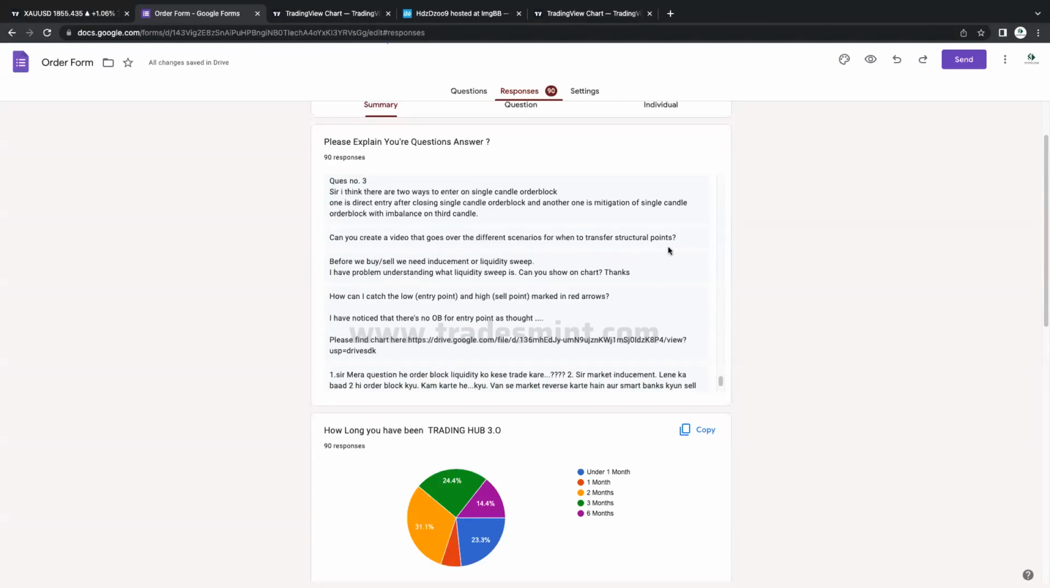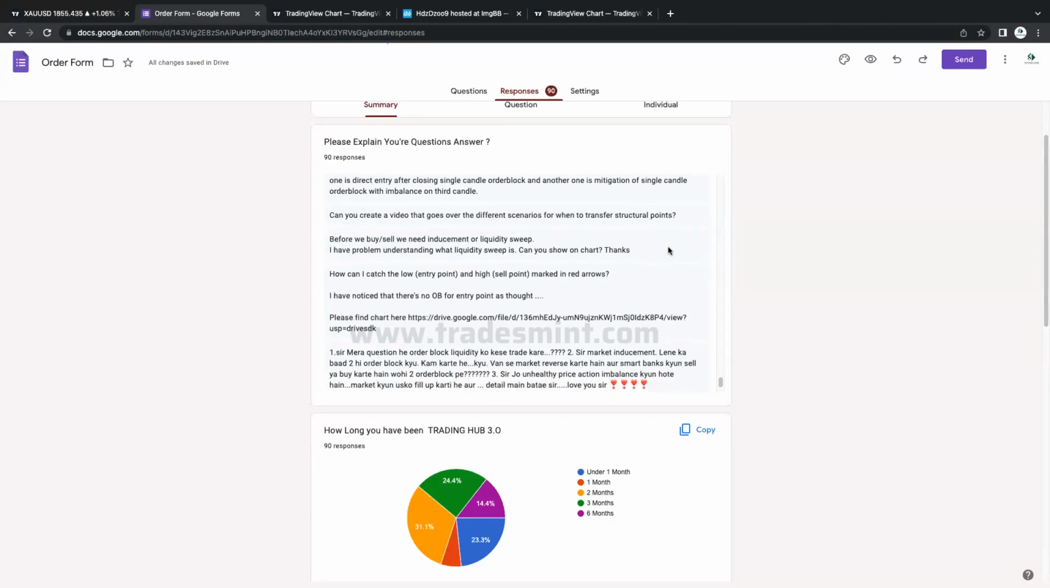Can you create a video for the different scenarios of when the structure shifts? I mentioned and covered this so many times in the beginning. I also covered when lows sweep multiple times, right? And the same thing is applicable in a higher time frame, on the bullish side and the bearish side also.